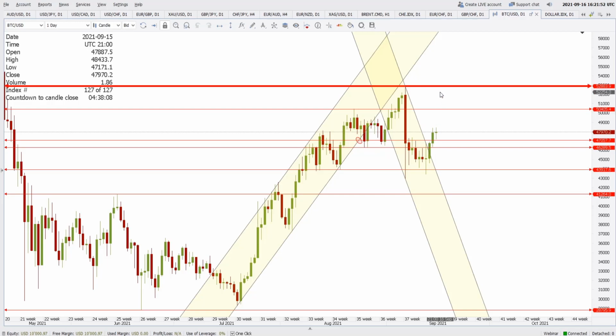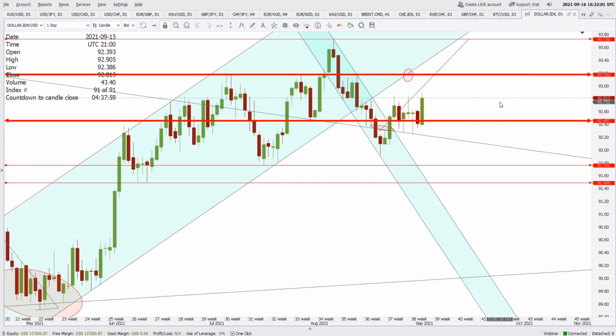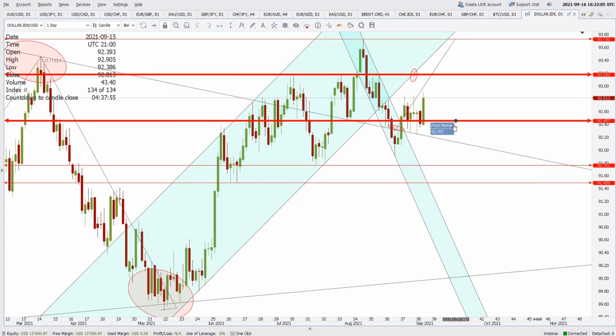After that, if that is broken on the daily closing basis, 52,883 may act as the fresh resistance for Bitcoin. Last but not least, the US dollar index is trying to give us a bullish engulfing on the support of 92.45. This is suggesting to me that 93.18 is exposed on our chart. So tomorrow or the day after, or maybe on Monday, we can witness 93.18 in this chart.